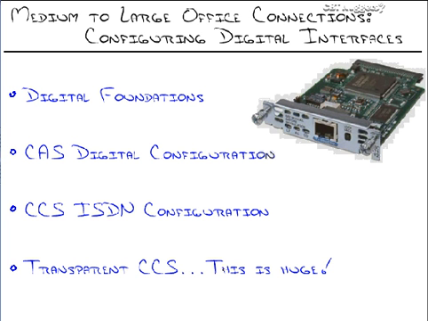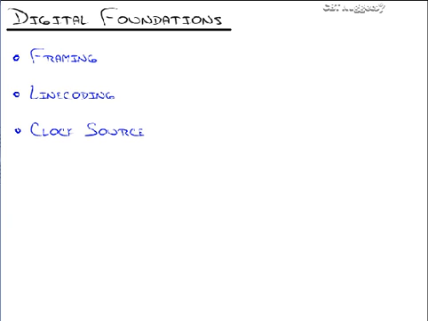We'll then look at the huge concept of the day, and that's transparent common channel signaling. This is the concept that allows us to take PBX signaling and transfer it over an IP WAN. I know that sounds pretty vague right now, and I'm keeping it vague because there's a lot we need to talk about when we get into transparent CCS. Well, let's start off with the foundations of digital interfaces.